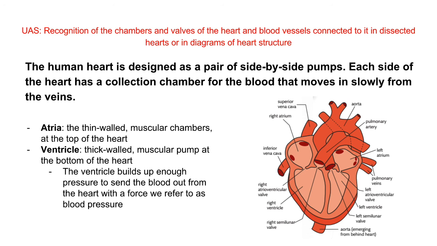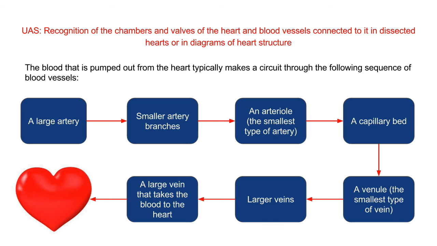The atria are the thin-walled muscular chambers at the top of the heart, on the left and right side of the heart. The ventricles are the thick-walled muscular pumps at the bottom of the heart, again on the left and right side of the heart. The ventricle builds up enough pressure to send the blood out from the heart with a force we refer to as blood pressure. Take a look at the diagram for a better understanding.